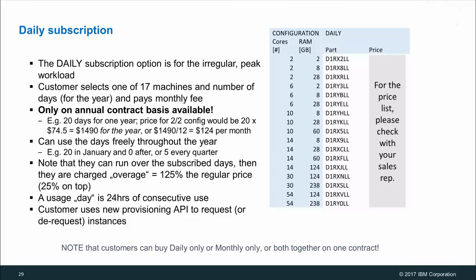In case you use this subscription more than the contracted 20 days in a year, then you would have to pay for the additional days with a 25% premium on top of the regular price. This is called overage. Note that a day of use is defined as up to 24 hours of consecutive use of the service. The dedicated virtual machine gets deployed for you through a new provisioning API. Please note that the daily Flex tier subscription is only available on an annual contract basis.